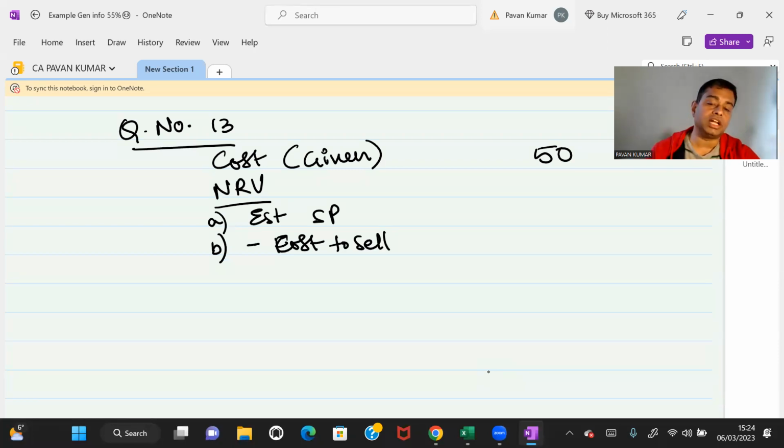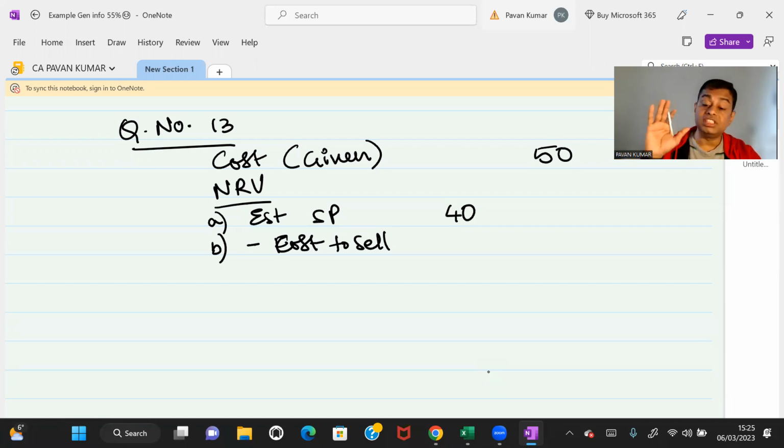Estimated selling price minus cost to sell. They are giving you a story, screenplay, drama, direction, dialogues. So much of drama is there. But basically, subsequent to the balance sheet date, you are able to sell it at 40 rupees. So that 40 rupees should be taken as the basis. You sold it on 15th April. That means our balance sheet date is 31st March. Subsequently, you are able to sell it at 40 rupees. That is the basis.